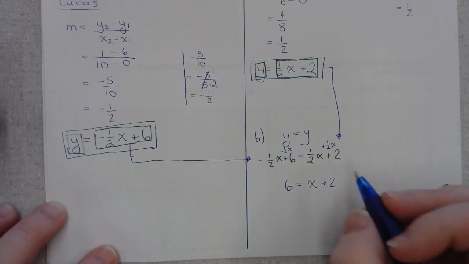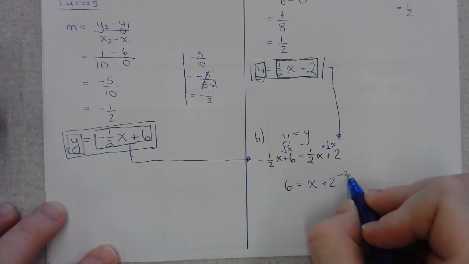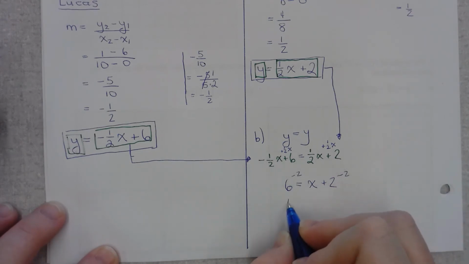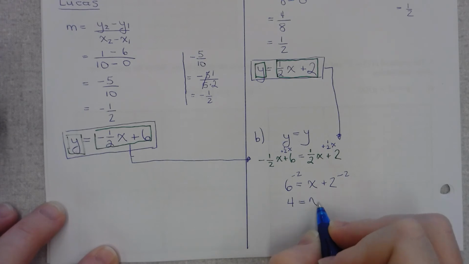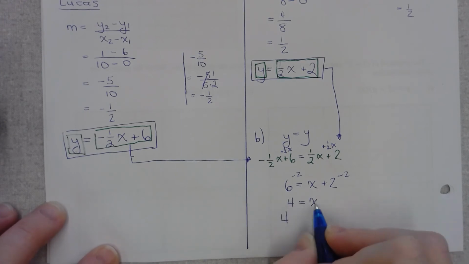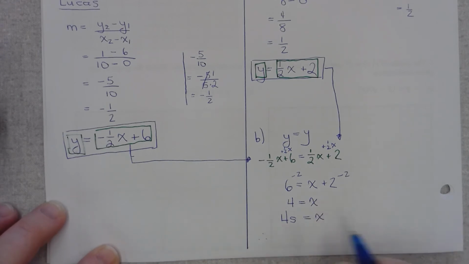And so now I want to get rid of the 2, so I'm going to subtract 2 and subtract 2, so I have 4 is equal to x, and then if I write that down, well, this is time, so I know that 4 seconds is equal to x. So therefore, I have figured out that after 4 seconds, they'll be at the same distance.